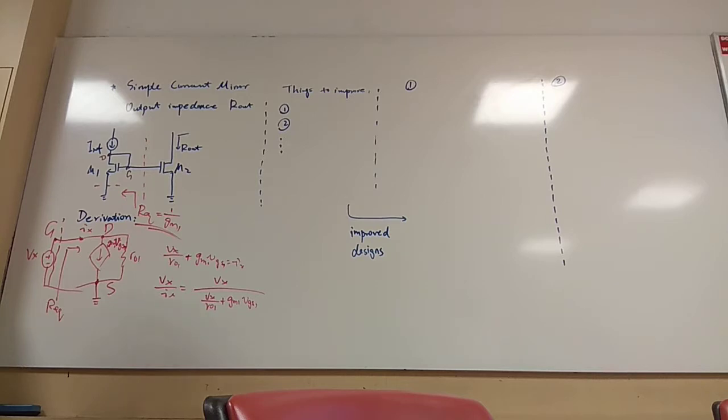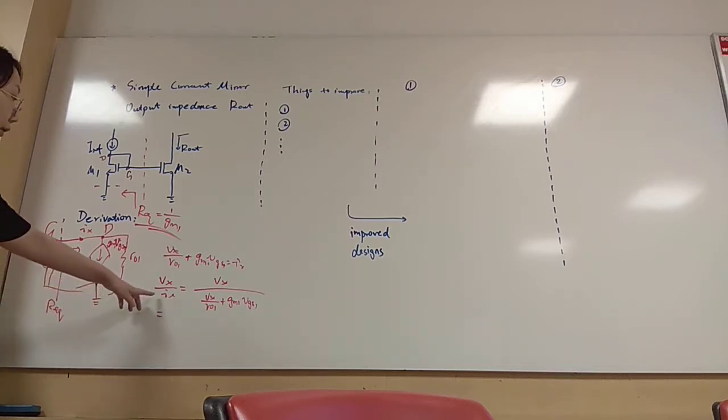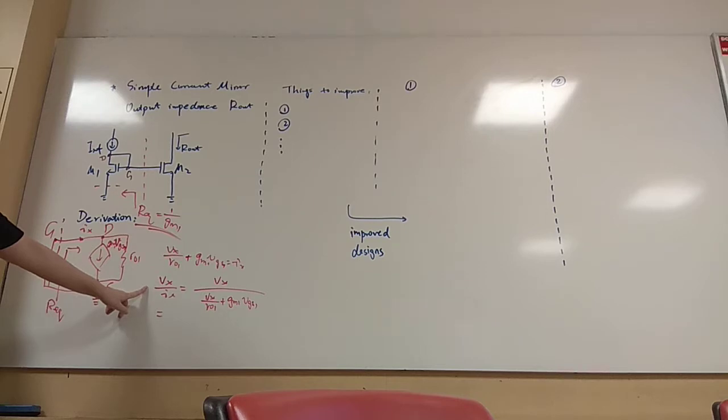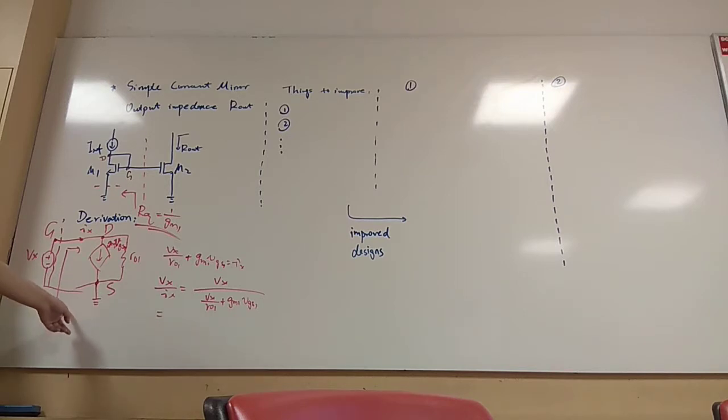So how to simplify? I don't quite get the manipulation. It's substitution, because Req equals Vx over Ix, so you just sub in. And why Req equals this one is because we define it that way. That's the usual way of finding the input or output impedance. So how to simplify this equation?